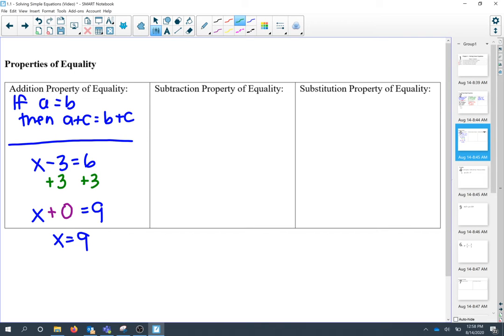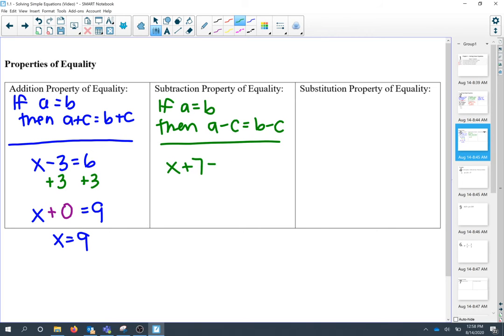Next one, subtraction property of equality. If A equals B, then A minus C equals B minus C. Now again, what that actually looks like is if we have, let's say, x plus 7 equals 9. I'm going to use an inverse operation. I'm going to say, okay, I want to isolate my x. So positive 7, opposite of plus 7, is minus 7. Then I would just bring down my x. I know that 7 minus 7 is 0, equals 9 minus 7 is 2.